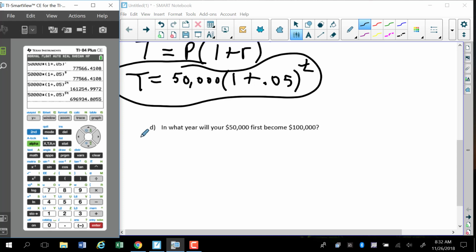When will it first become $100,000? This is where you can do a little guess and check. 9 years is 77,000, 24 years is 161,000. So let's just try a quick guess and check here. Let's guess, say 12 years. Didn't work, just a little under. Try 15 years, right around there. Try 14 years, right there. So somewhere between 14 and 15 years is going to go over $100,000.